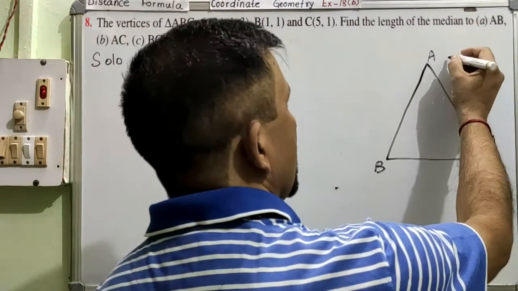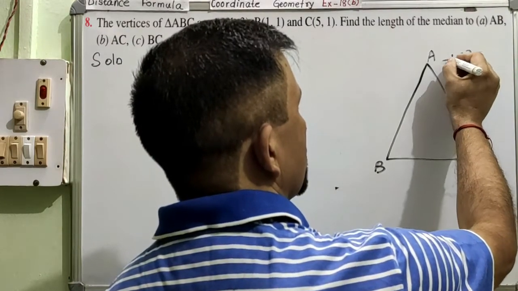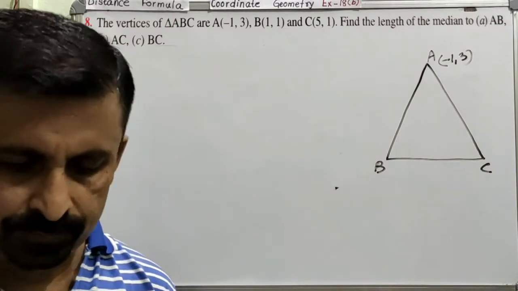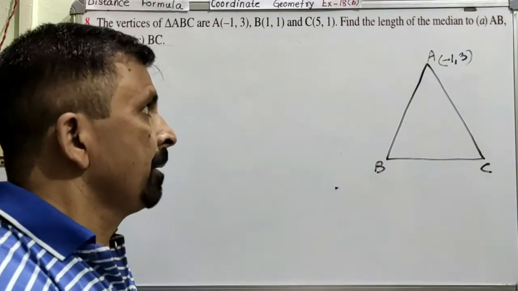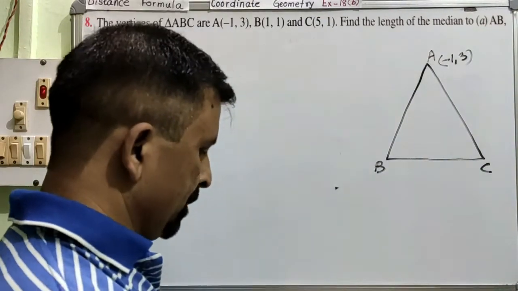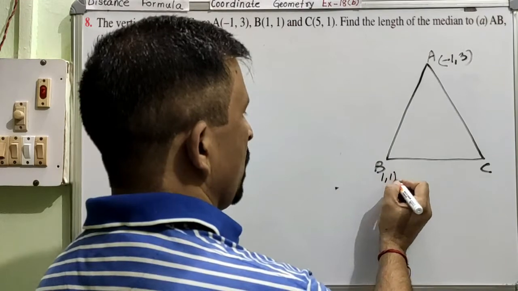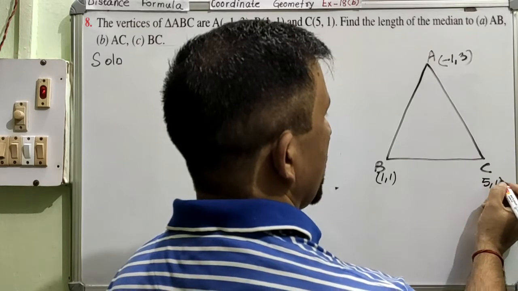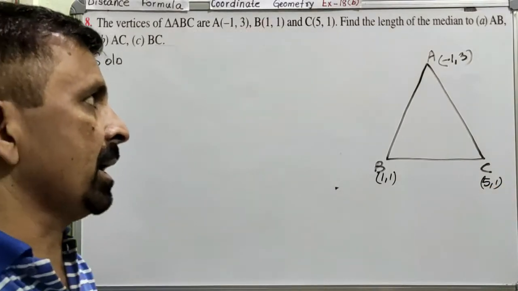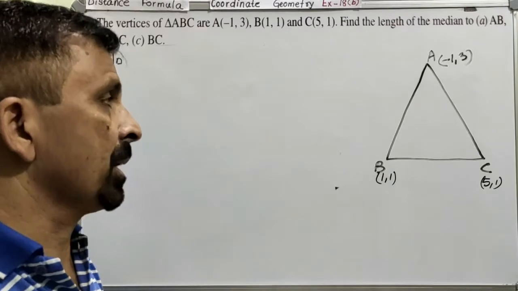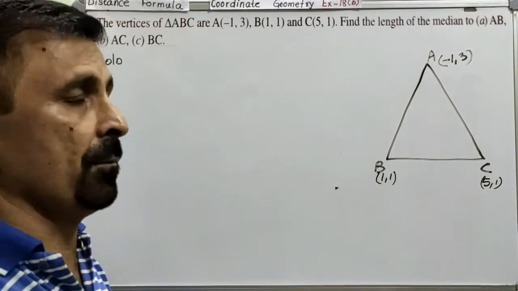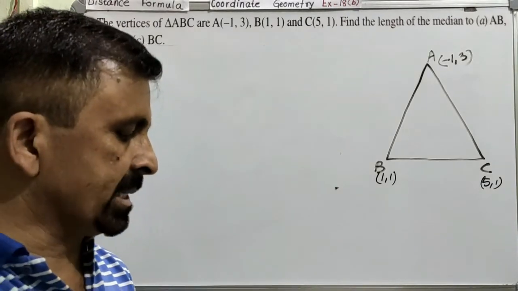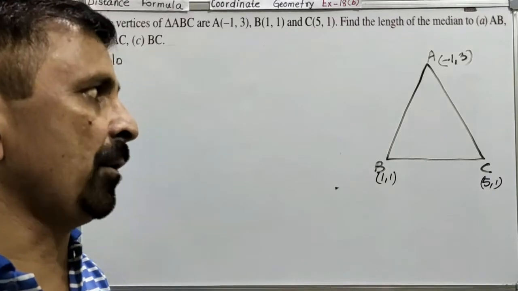Now let us see the coordinates of the vertices. Coordinate of A is minus 1 and 3. Now coordinate of B is 1, 1, and coordinate of C is given as 5, 1, right? So we are given our triangle. This is question number 8. Here we are given the coordinates of 3 vertices of our triangle, right? And the question is to find the length of the median AB, AC and BC. We have to find the length of all the 3 medians.